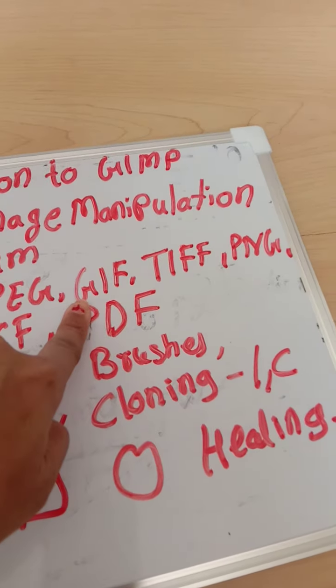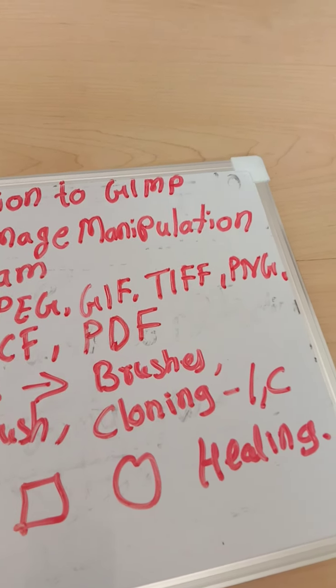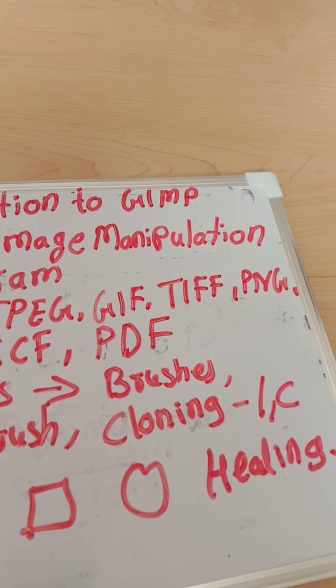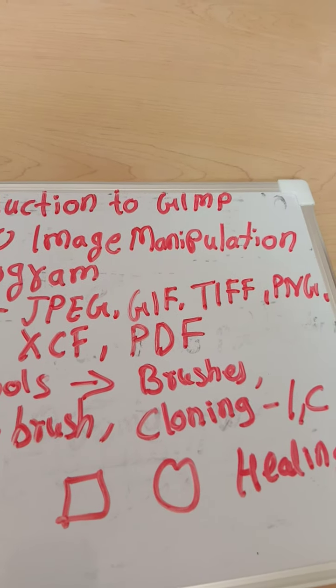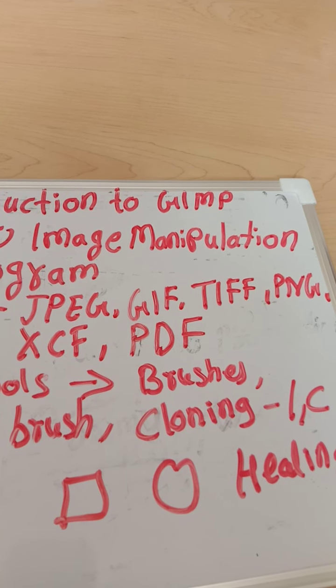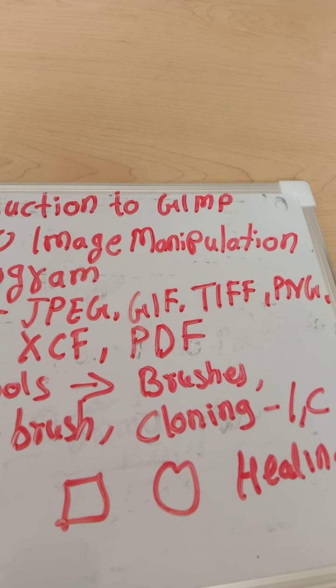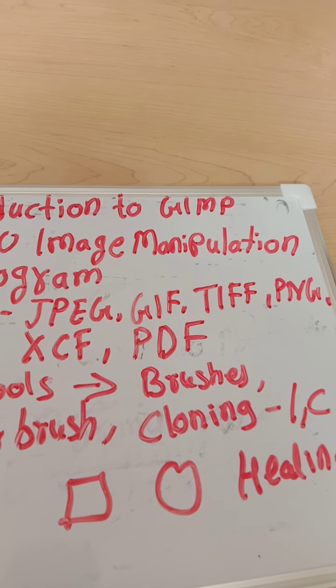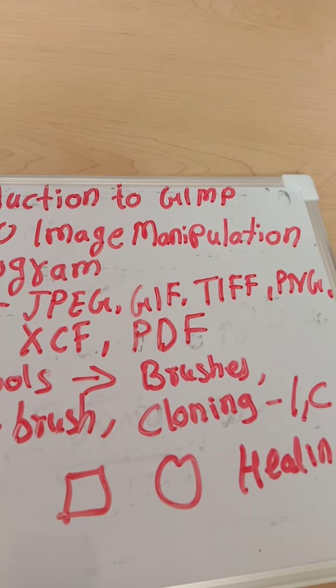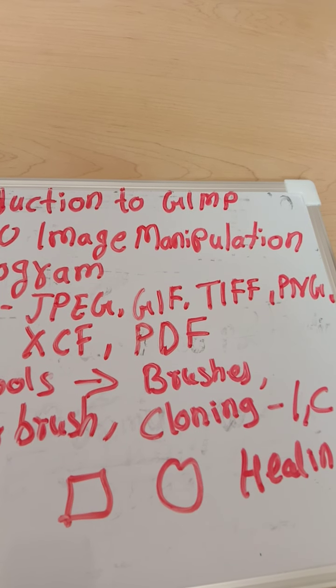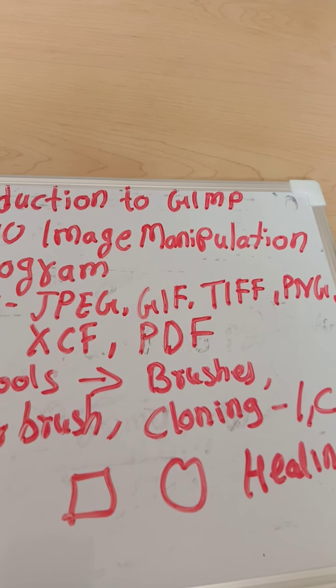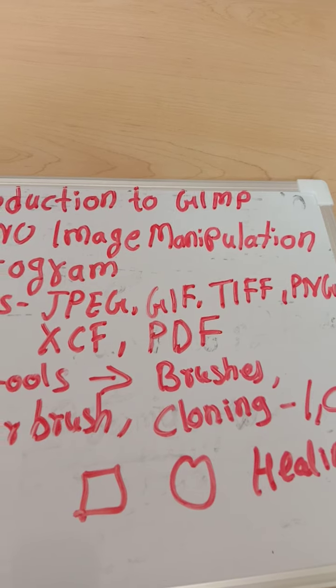Then we have GIF. What does it mean? GIF stands for Graphic Interchange Format. It stores the image in a compressed format, but no detail is lost during compression. So the compression is lossless. It is universally supported for animation. It is suitable for small animated images.